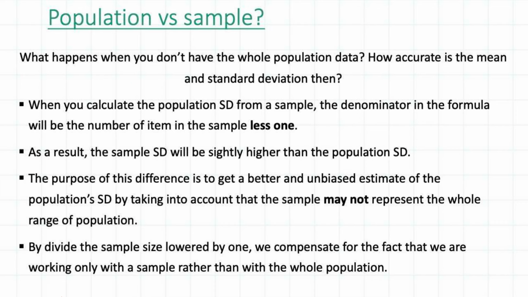Now, talking about population and sample. So once you're done with the questions, just heading to this next section. What happens when you don't have the whole population? How accurate is the standard deviation then? This is when we start to consider, okay, I'm dealing with a sample rather than a population. So what we do is we adjust the formula a bit more, and we take the number of samples, but one less. So we subtract one from the sample size. The purpose of this, it's called the unbiased estimator of the population, is that by lowering the sample size by one, we compensate for the fact that we are working with a sample rather than the whole population.